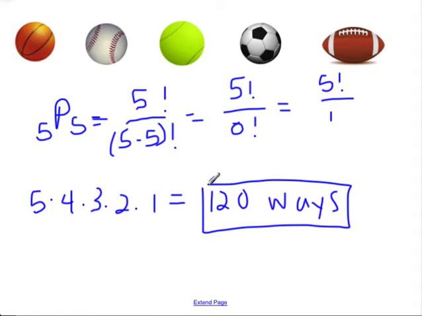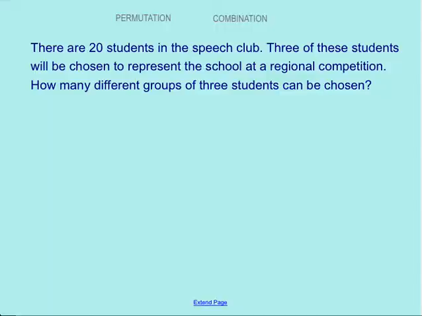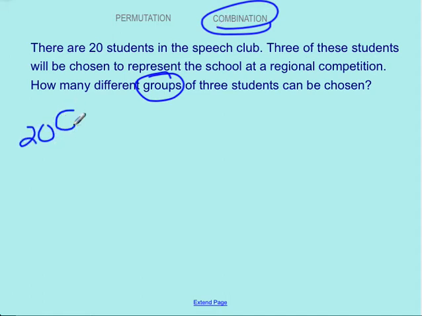Next, let's take a look at number 10. For number 10, it says there are 20 students in speech club. 3 of these students will be chosen to represent the school at the regional competition. How many different groups? Okay, groups is another way that combinations come off. Groups is another way to tell you that order doesn't matter. We're just taking a group of people. So we have 20 students, and we're choosing 3 of them. So let's calculate that out.